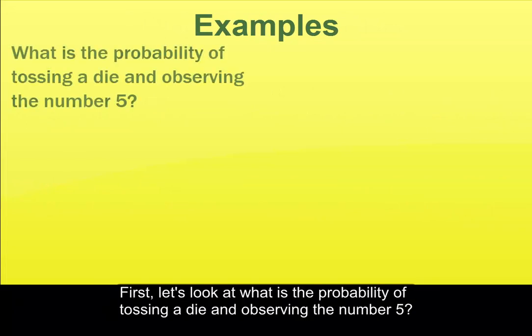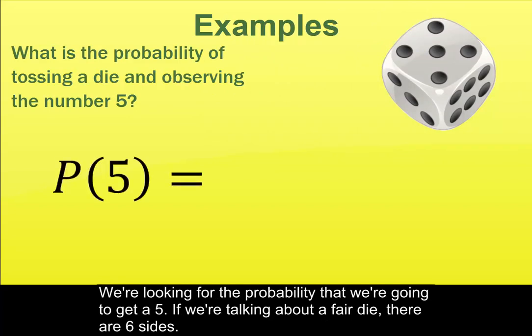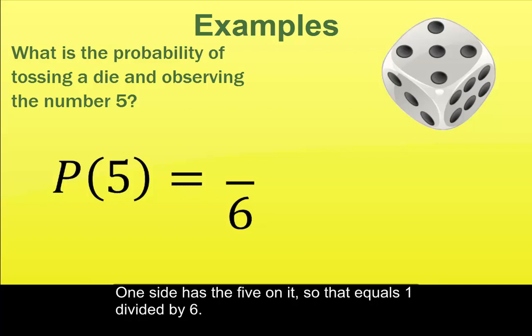So first, let's look at what is the probability of tossing a die and observing the number 5. So we're looking for the probability that we're going to get a 5. If we're talking about a fair die, there are 6 sides, and one side has the 5 on it. And so that equals 1 divided by 6.